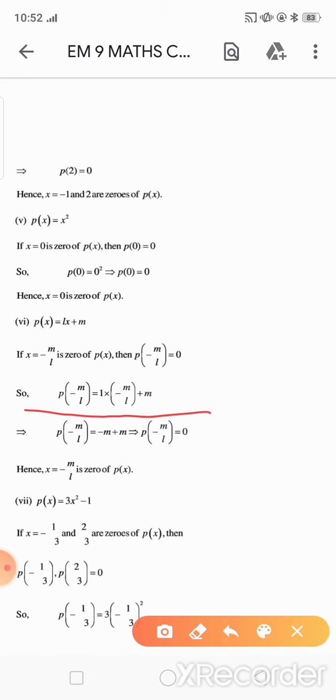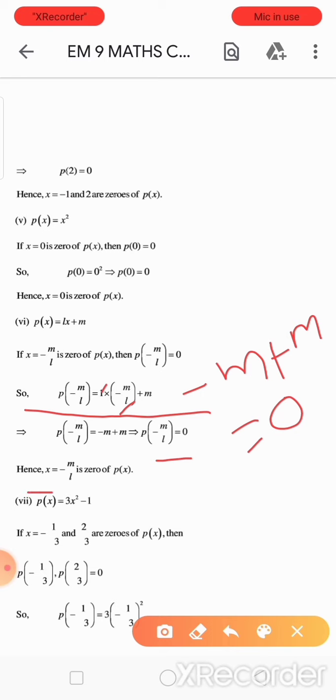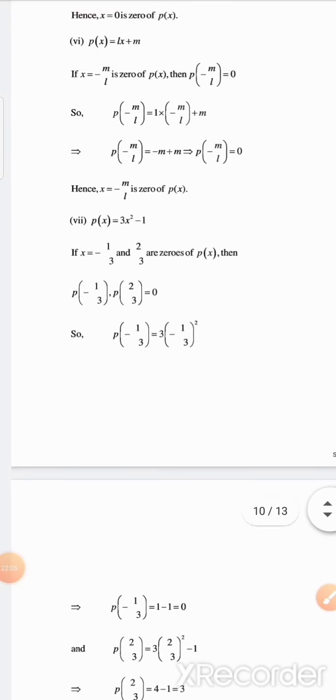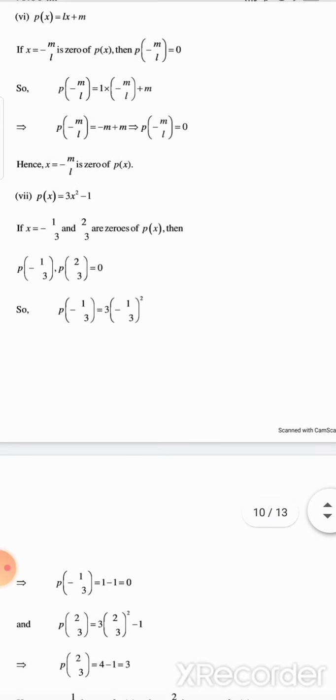We write p of minus m upon L is equal to L multiply by minus m upon L plus m. Here L and L are in multiply form, so they are cancelled. So minus 1 times m means minus m, plus m. Minus plus are cancelled and the answer is 0. So hence x equal to minus m upon L is a zero of polynomial p of x. It is verified.